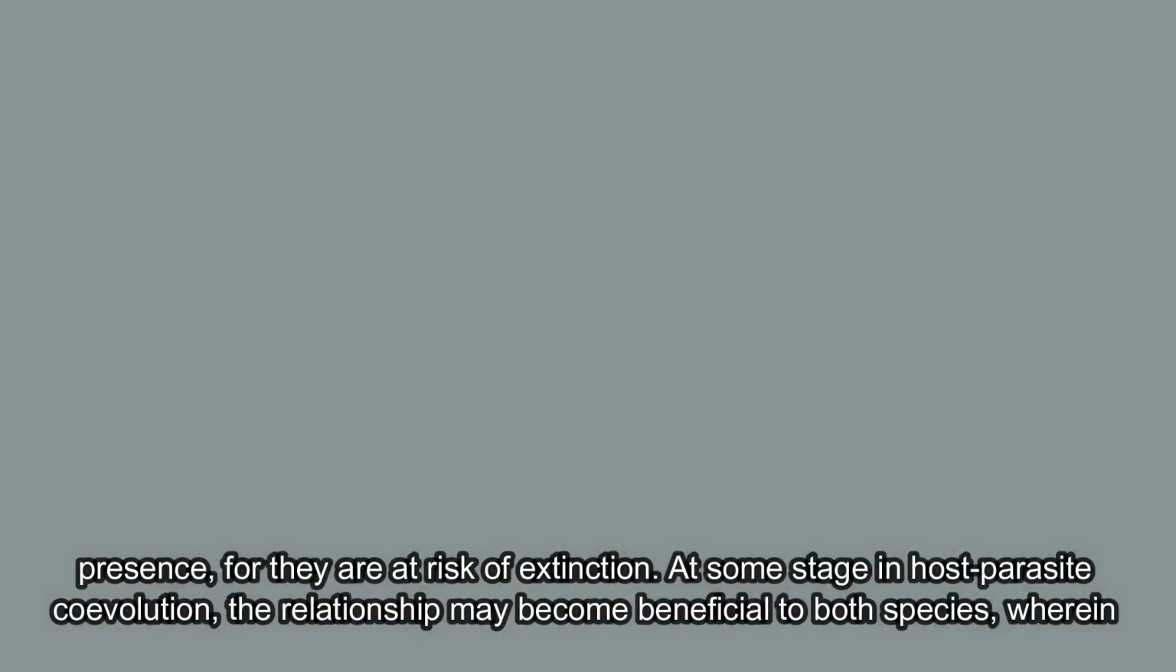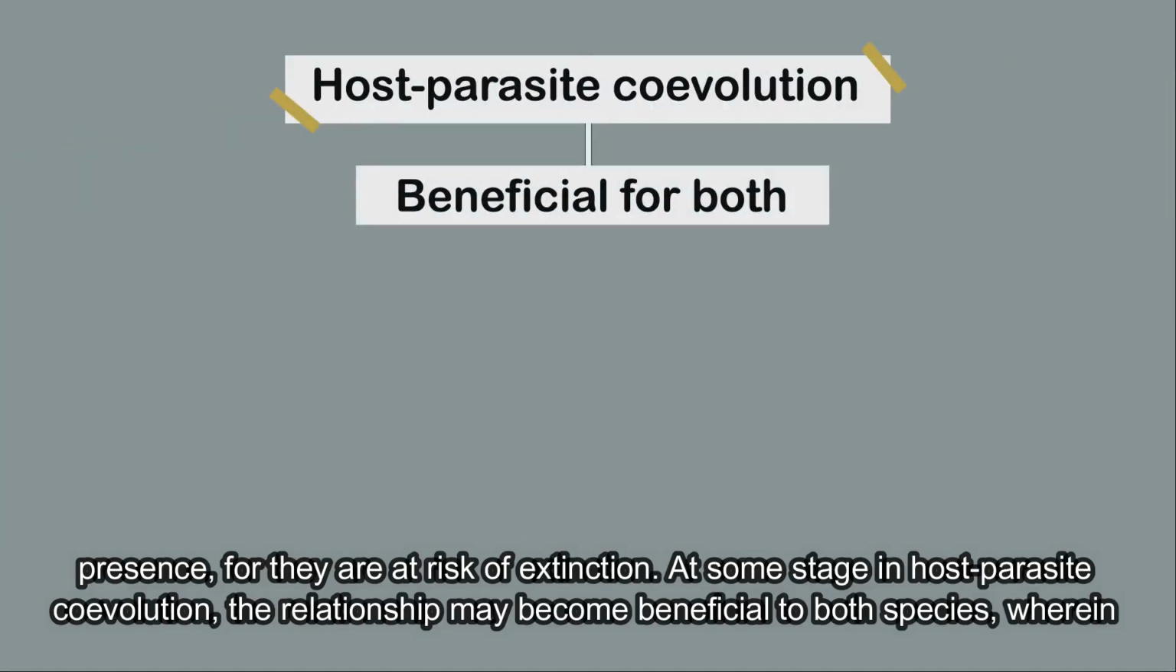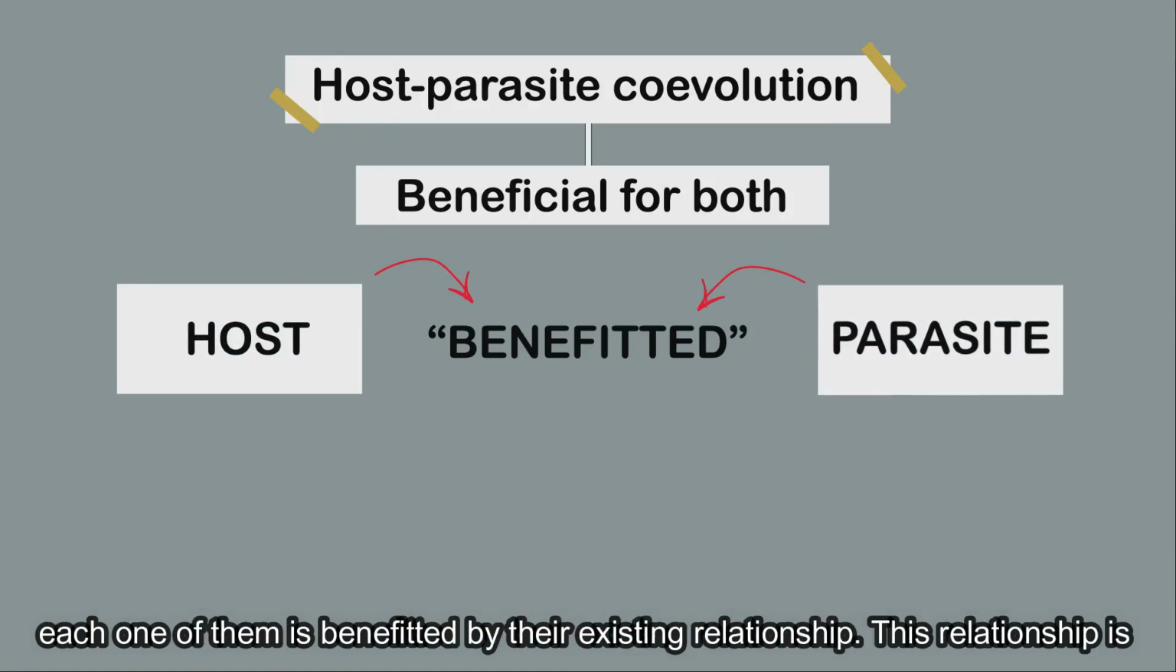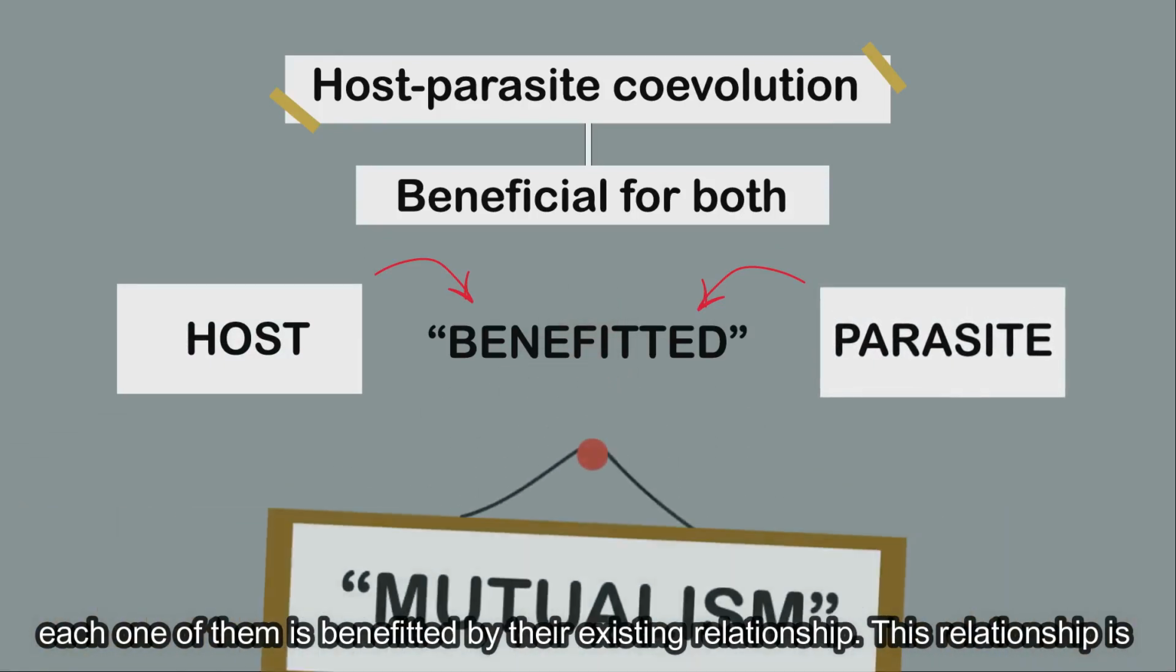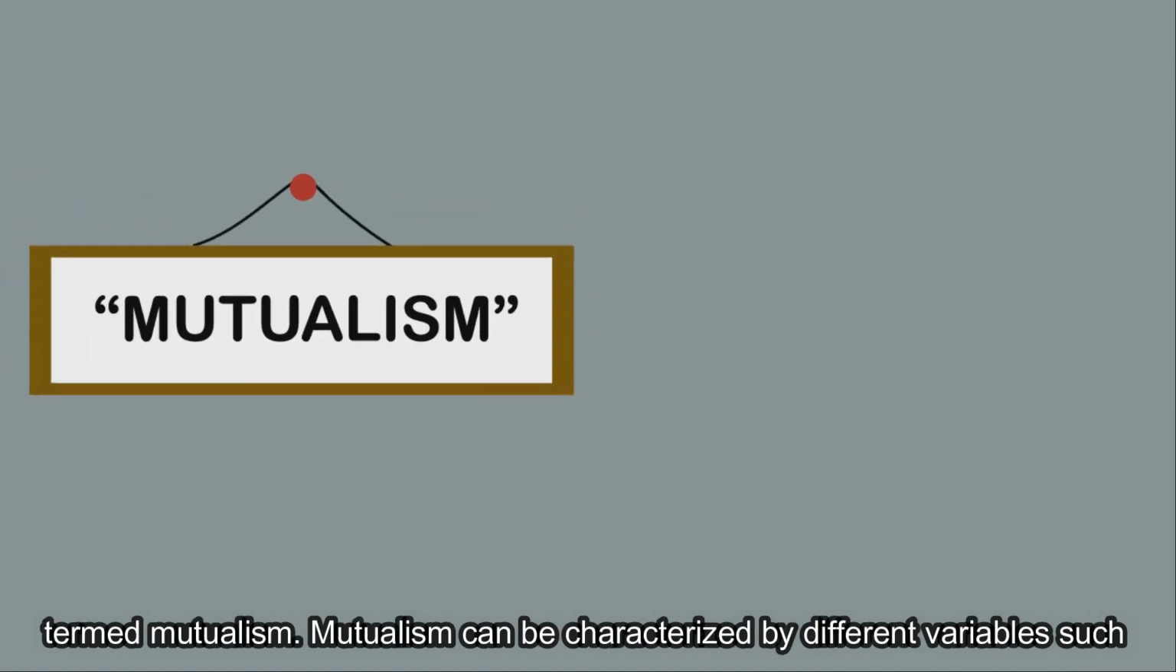At some stage in host-parasite coevolution, the relationship may become beneficial to both species, wherein each one of them is benefited by their existing relationship. This relationship is termed mutualism.